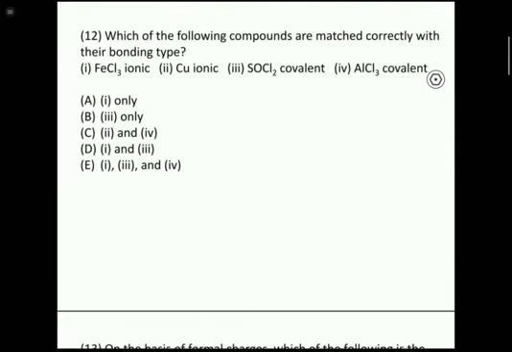So for number 12, we're going to talk about bonding types here. Which of the following compounds are matched correctly with their bonding type? And for bonding, we really only have 3 types in this course. So early on we introduced ionic and covalent bonding. Later on we talked about metallic bonding. So we need to understand those 3 types, and what compounds or what elements have those types of bonding involved.